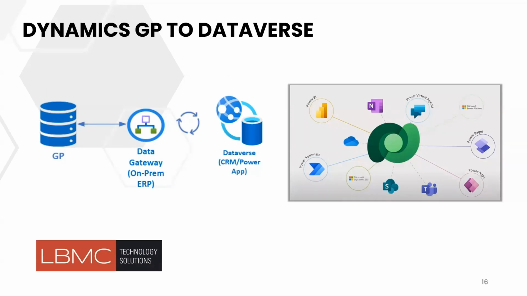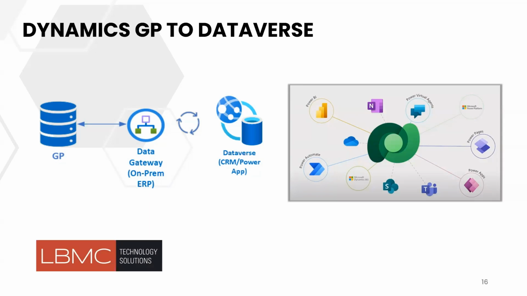For Dynamics GP users, the Power Platform Data Gateway that I was mentioning earlier is what we use to keep the data between GP and Dataverse in sync. As we were discussing, once we have the GP data in Dataverse, it allows it to be utilized by all those other services and tools that are part of Power Platform, like Power Apps, Power Automate, Power BI, maybe a website or a web portal like Power Pages.